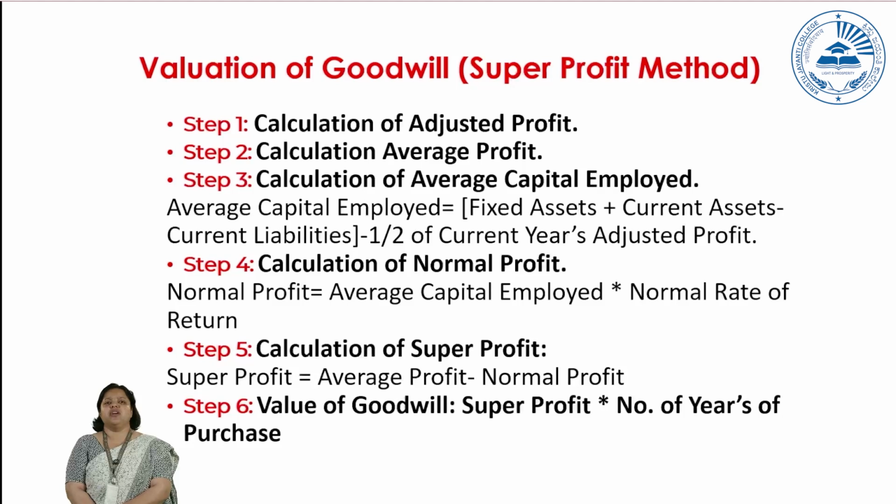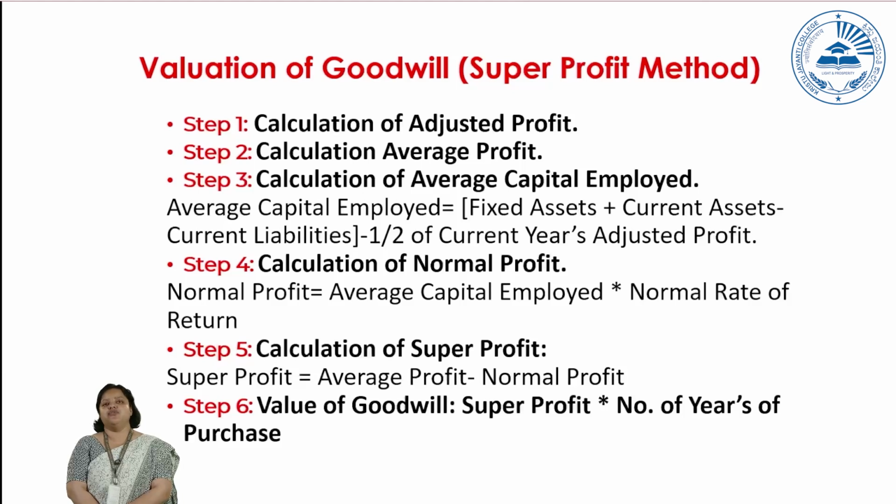Next, we are talking about the valuation of goodwill. We have four kinds of methods to calculate goodwill. One is the average profit method, second is the capitalization method, third is the super profit method, and last is the annuity method. Among these four methods, we are going to talk about the super profit method. To calculate goodwill under the super profit method, we have 6 steps to follow. The first step is calculation of adjusted profit.